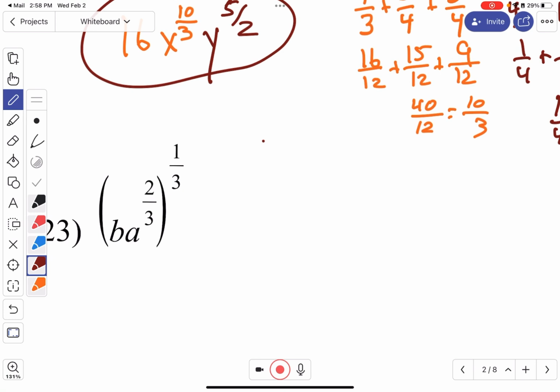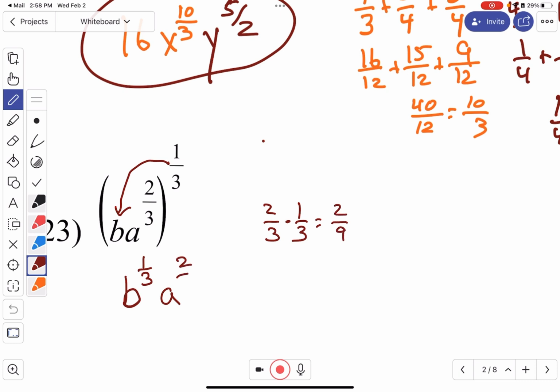Number 23, now we're going to a power. Remember, when you go into a power, you multiply the exponents. So we got to go to the b, so there isn't anything. So it's b to the 1/3. A, now we have to do 2/3 times 1/3. Multiplying fractions is no problem. Take the top times the top and the bottom times the bottom. And that's your solution.